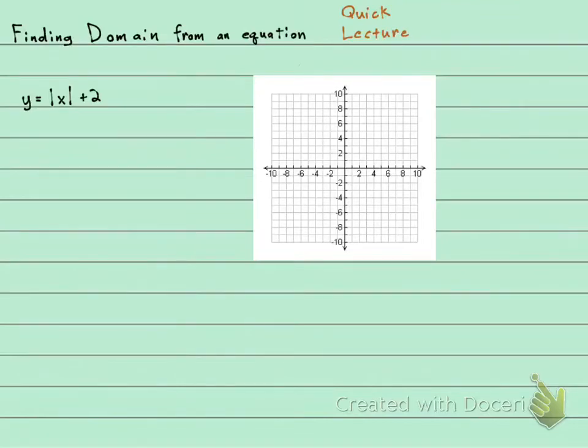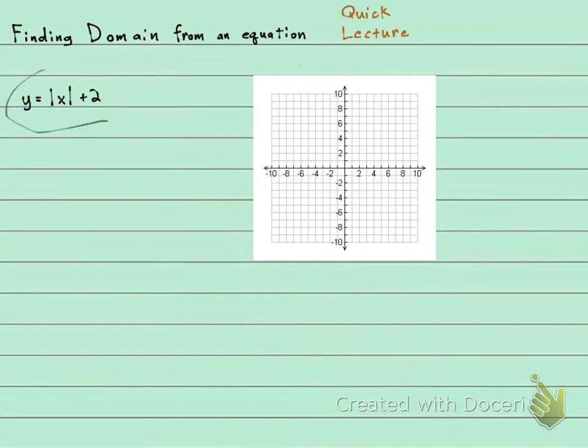All right, let's talk about finding the domain of an equation. First, let's talk about what the domain is. You probably know how to find the domain from a graph, right? Your domain is all of your x values. Your range is all of your y values.